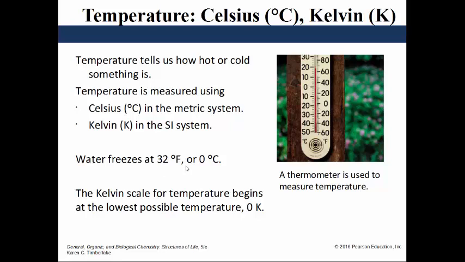Same thing with the boiling point of water. Water will boil at 212 degrees Fahrenheit, which equals 100 degrees Celsius. Those are equivalent temperatures, but using 2 separate and distinctly different scales. Now, the Kelvin scale for temperature begins at the lowest possible temperature, called absolute zero, which is 0 Kelvin. That's equivalent to negative 273 degrees Celsius. And that scale we'll get into more a little bit later in our series of videos.